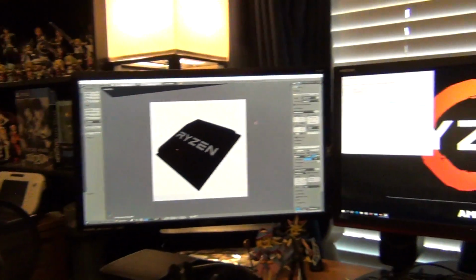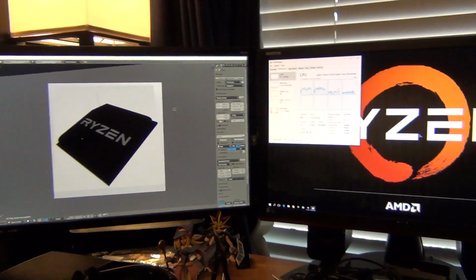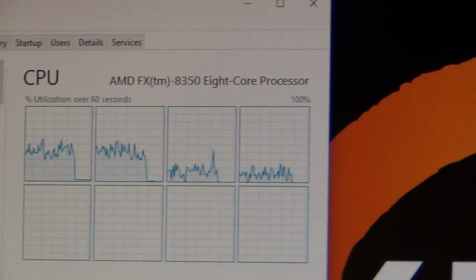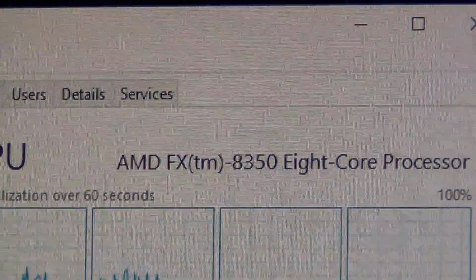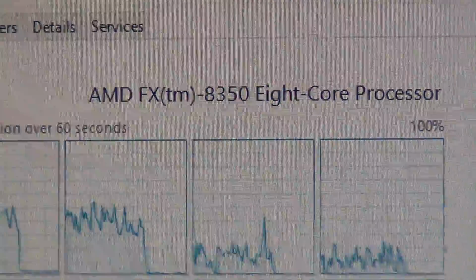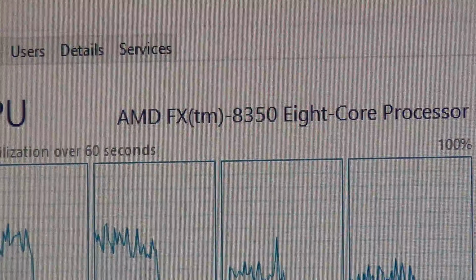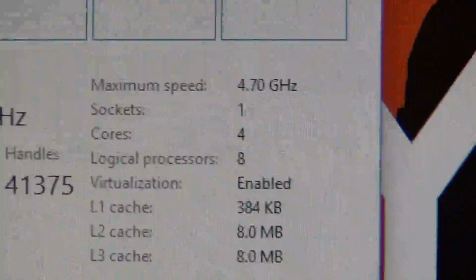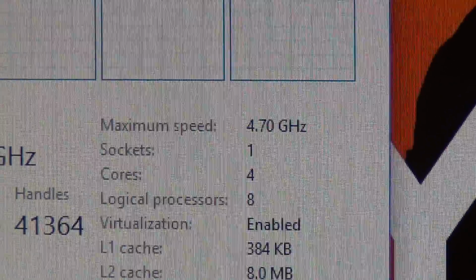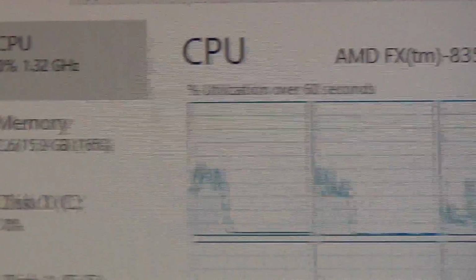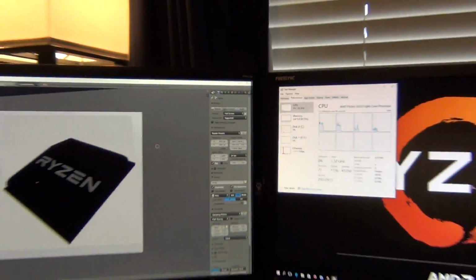Next to it, over here, we have a Vishera 8350 system. This is the same computer that people have seen me use in my previous videos where I compared it to an Intel Core i5. Well, now, showing how it has aged, we're going to see how it stacks up to an i7. So this is the 8350. It's overclocked to 4.7 gigahertz, so it's effectively an FX-9590. So this video will be 4790K versus 9590, because that's what the clock rates are.